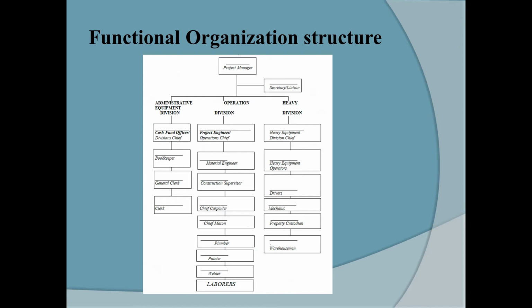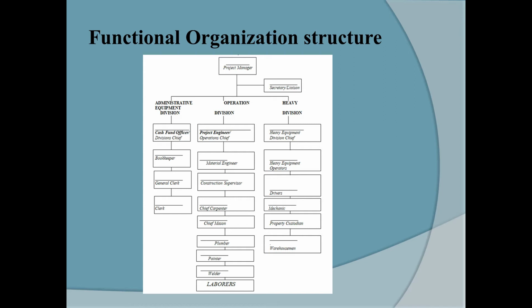So this is a functional organization structure of a contractor actually. It is also top-down, but in here, there will be a functional division for administrative, equipment division, and then the operations division, and then the heavy equipment division. So under administrative, we have a horizontal line of authority. Under this, we have cash fund officer, bookkeeper, general clerk, and the clerk.